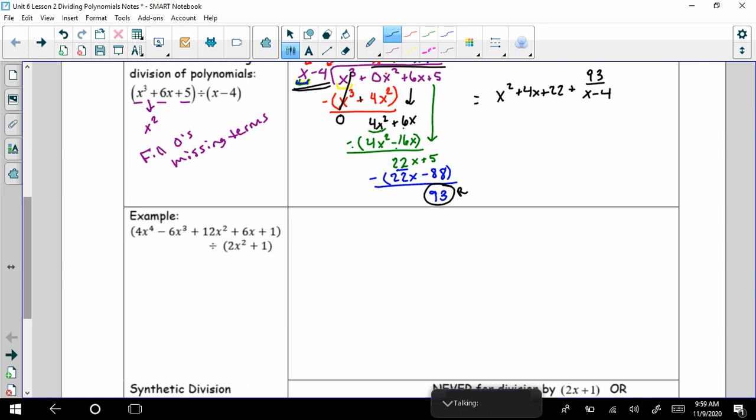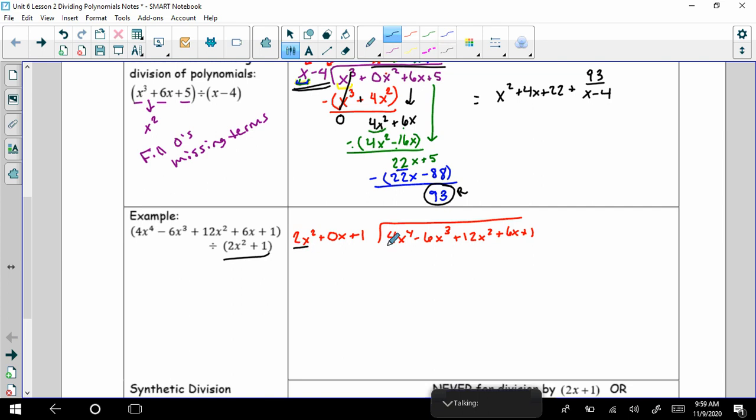Okay, so same thing here, even with a lead coefficient, we're going to make sure that the outside one has 2x squared plus 0x plus 1 when I put it on the outside. And then I'm going to put 4x to the fourth minus 6x cubed plus 12x squared plus 6x plus 1. That one's not missing any on the outside.